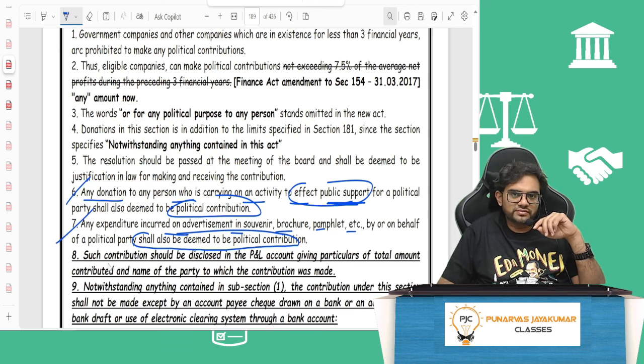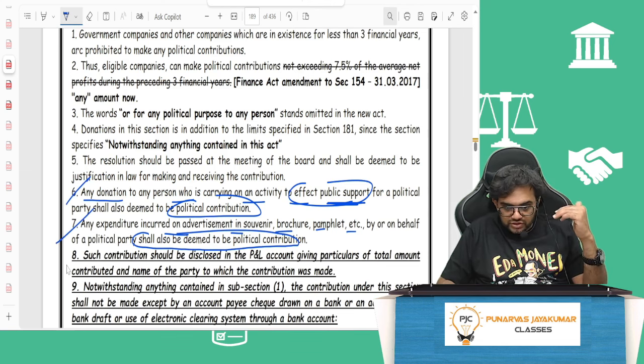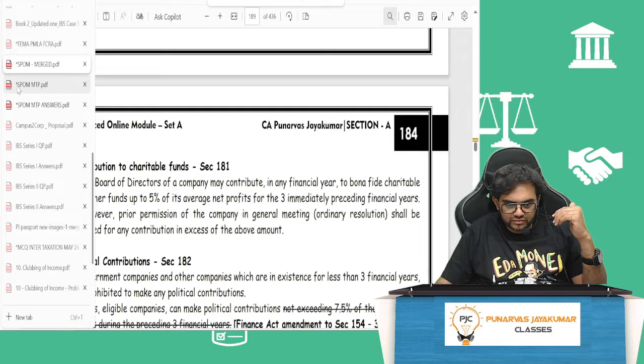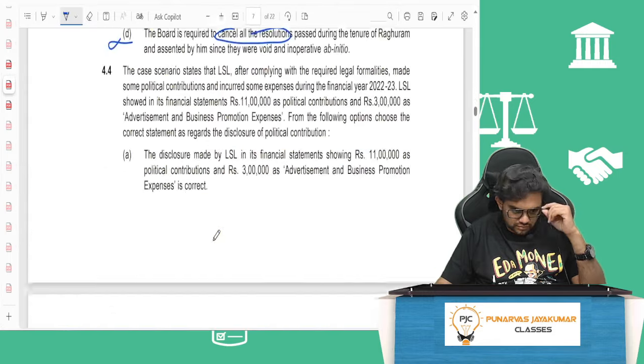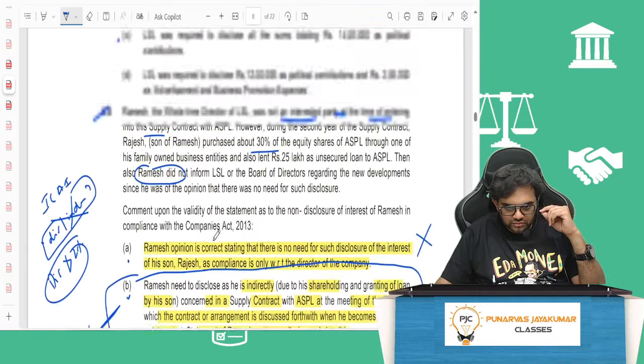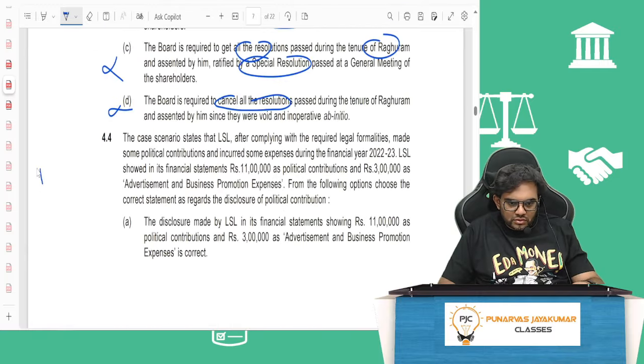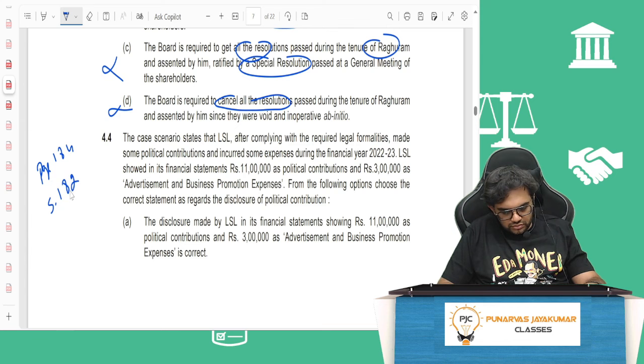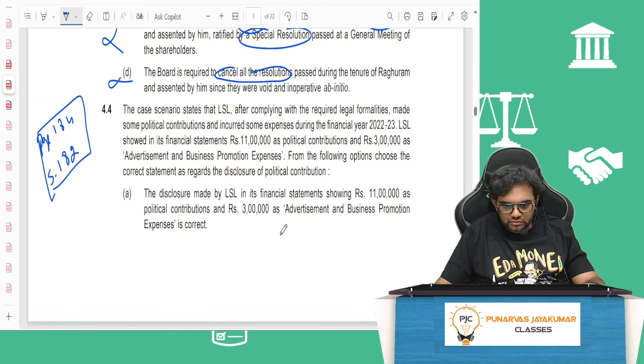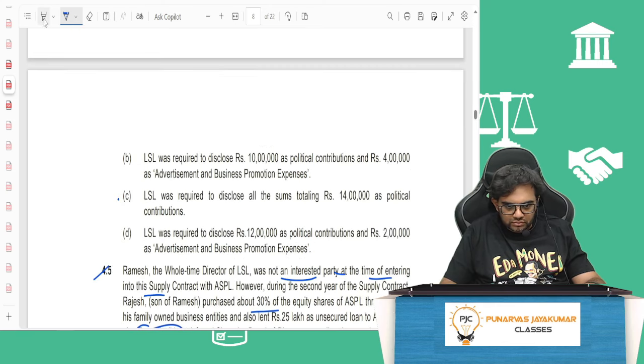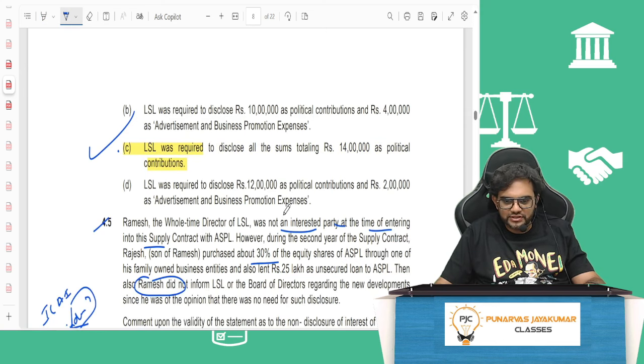Point number 6 and 7. So everything should be disclosed. Points 6, 7, 8. Page number 184. Page 184, section 182. Is political contribution. Got it, guys?